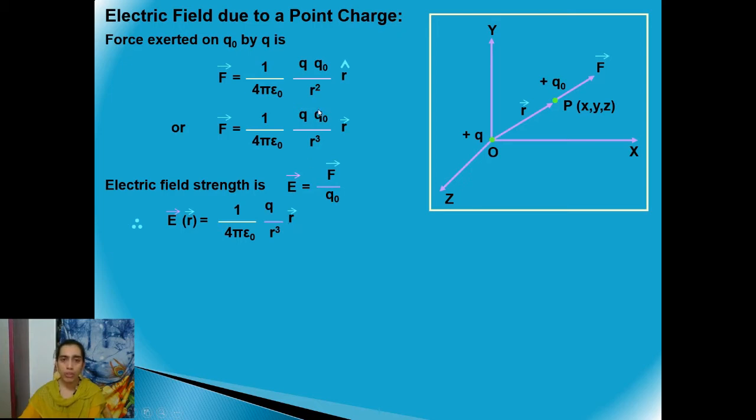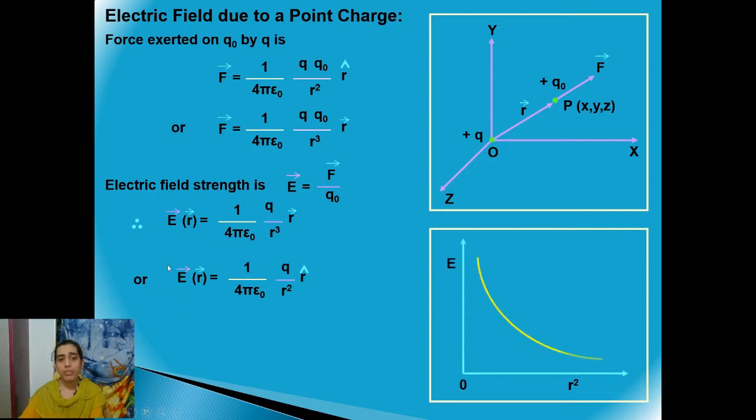Why? Because this Q naught will get cancelled with the denominator Q naught, right? So, those two terms will get cancelled, and the remaining terms will remain in the expression. Or you can rewrite it in terms of unit vector. The electric field at the point R will be equal to 1 over 4 pi epsilon naught Q divided by R square into R cap, where Q is the magnitude of the charge, R is the distance between the source charge and the test charge, and R cap is the unit vector which gives the direction of this electric field.